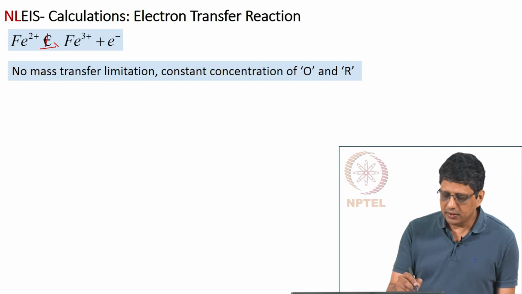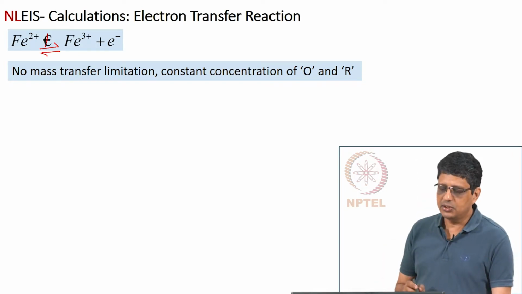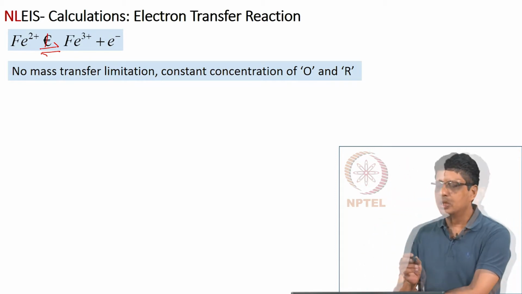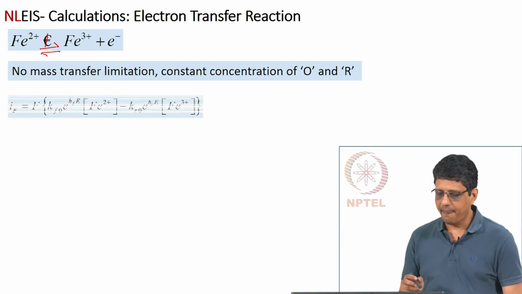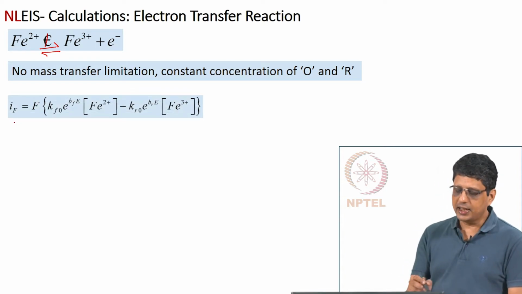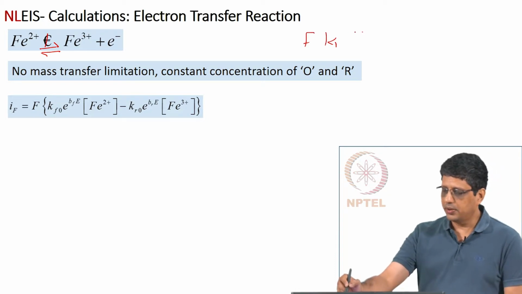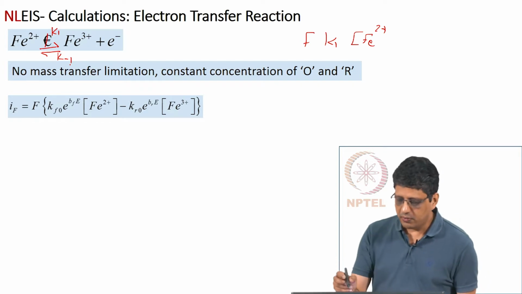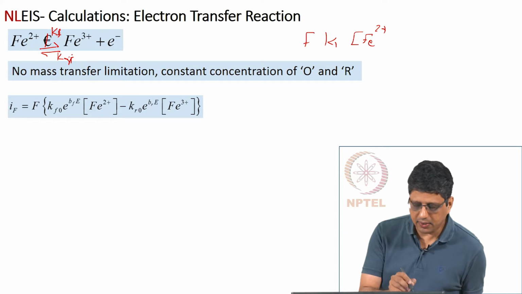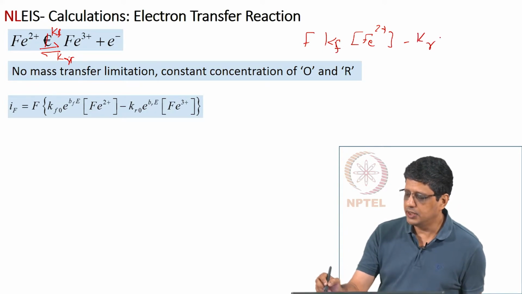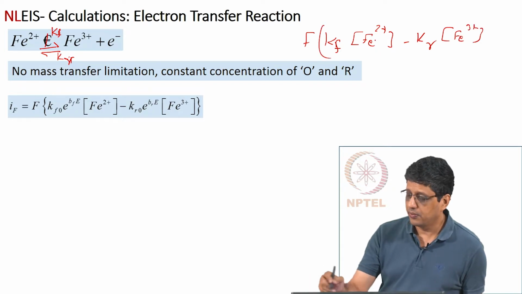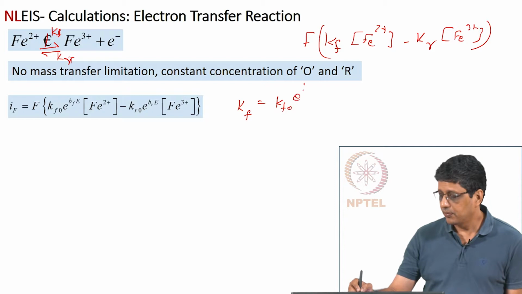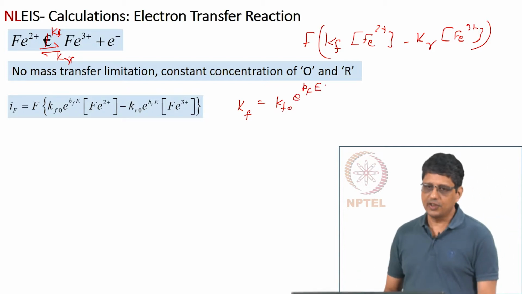Now, I want to start with a reaction which is a redox reaction. Fe2+ is oxidized to Fe3+, with the release of an electron. We are going to assume that there is no mass transfer limitation, that is, it is a rapid mass transfer. Concentration of these two species are constant. Under that condition, we can write the Faraday current as F K1 concentration of Fe2+. Of course, K1 is the forward rate constant, K minus 1 is the reverse rate constant. We can also write it as Kf minus Kr times Fe3+ concentration. And of course, each of these rate constants are going to be written in terms of potential for forward reaction as well as the reverse reaction.